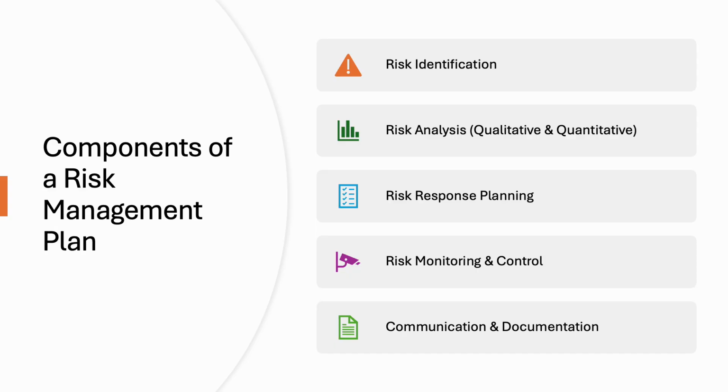Finally, communication and documentation are essential. A risk management plan is only effective if it is visible and understood by all stakeholders. Regular reporting ensures accountability, while maintaining a clear risk register provides a single source of truth. This transparency builds stakeholder confidence, ensures leadership alignment, and prevents misunderstanding during audit or review.